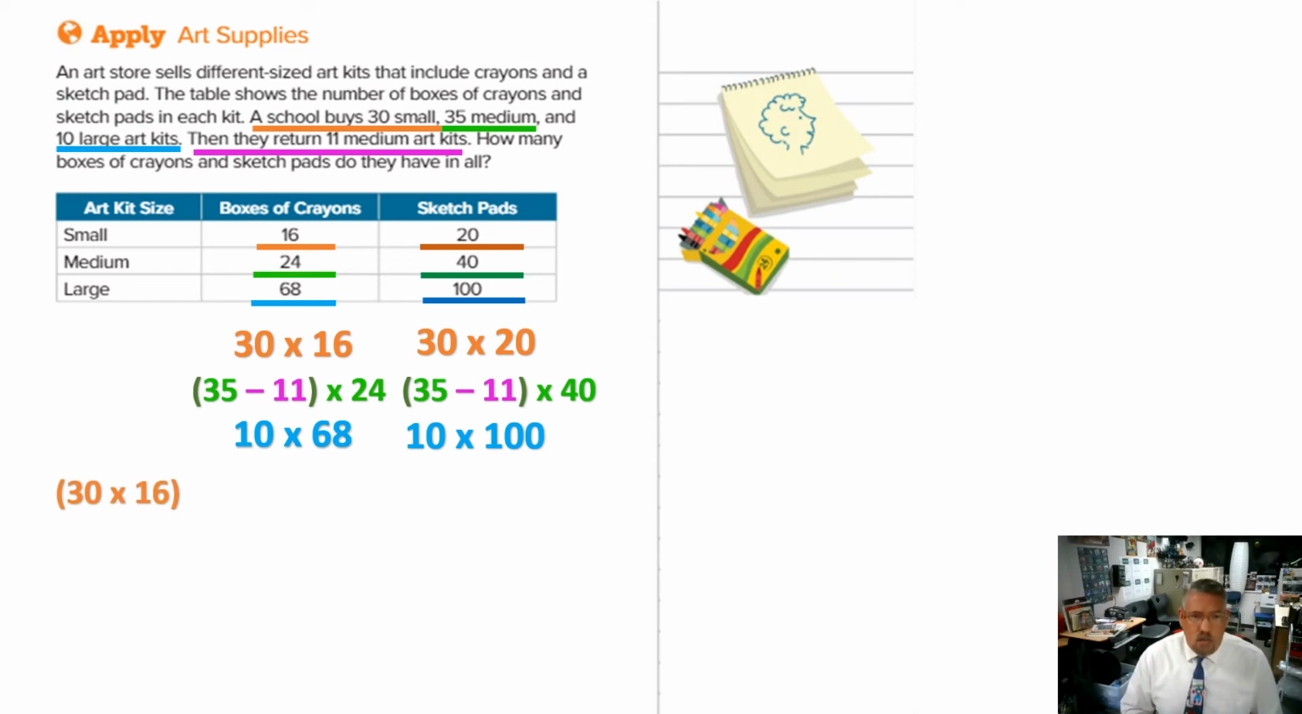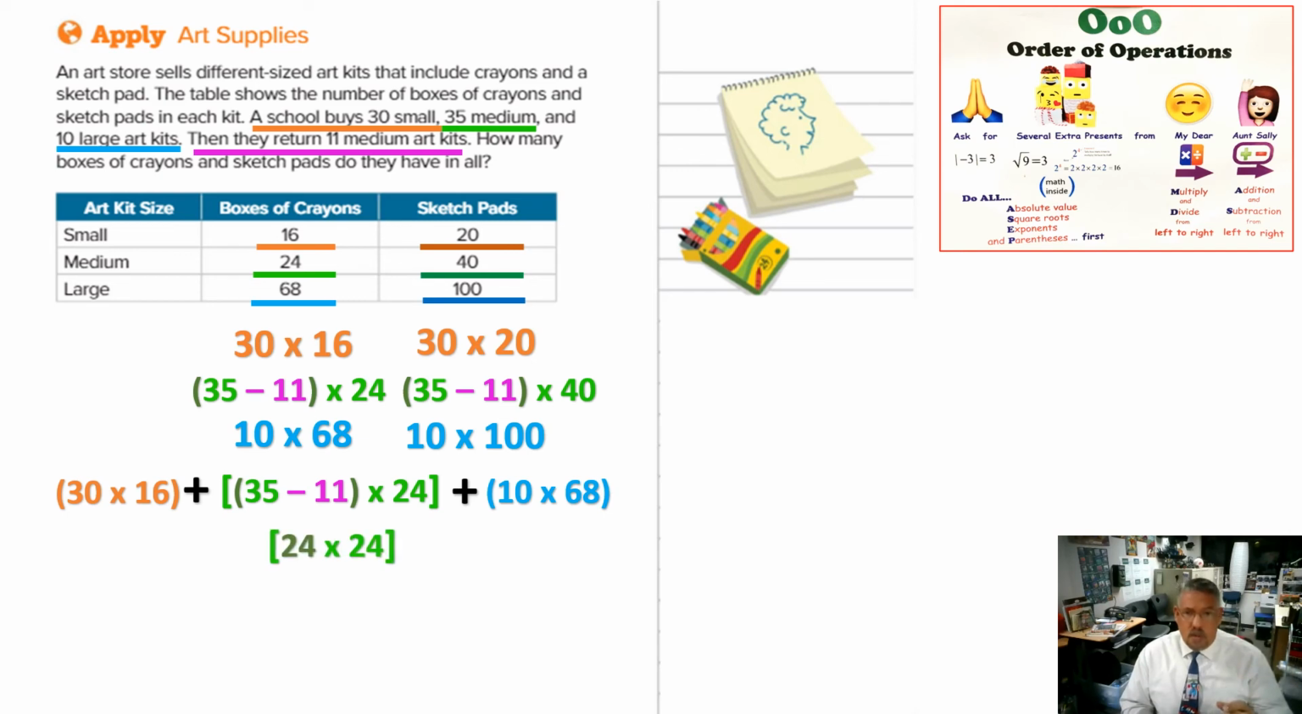So now I'm going to solve for the boxes of crayons. 30 times 16. I'm going to add that to my, notice I put it in brackets because it's multiple steps there, the 35 minus 11, then multiplied by 24. And then I'm going to add the 10 times 68. And when I go through my order of operations, I'm going to solve for my parentheses, right? So if I have 24, because 35 minus 11 gives me 24, then I know that in the center I have 24 times 24. When I then solve my other parentheses, then I can go from left to right.